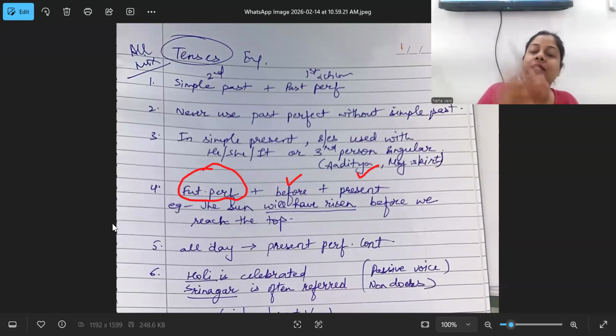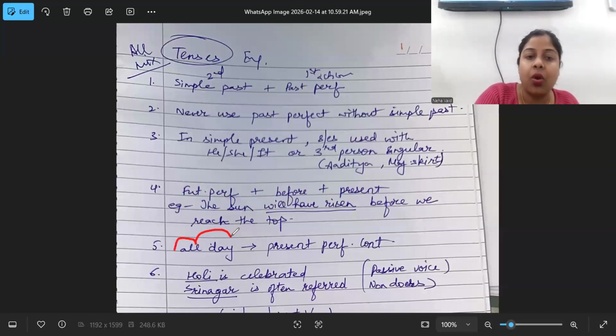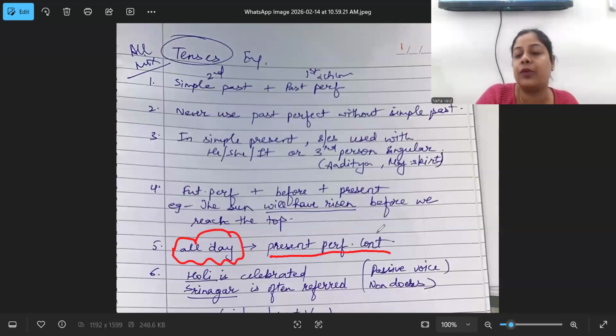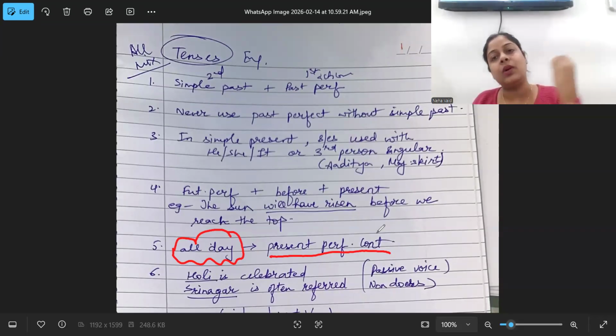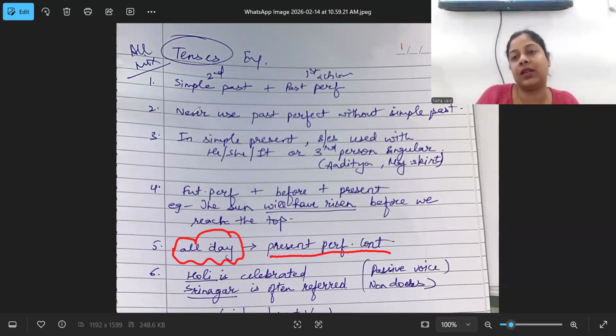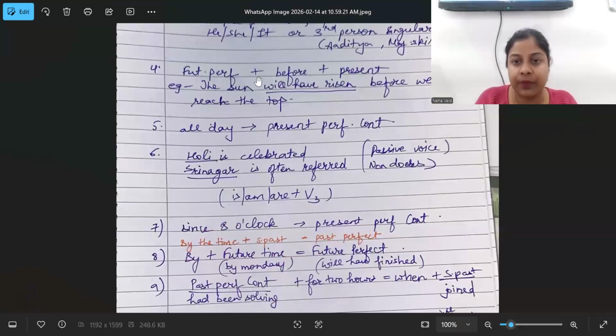Whenever you have the concept of all day, always use present perfect continuous. All day also means the whole throughout the day you have been doing that action. So that is your present perfect continuous. That is has, have plus been plus ing.